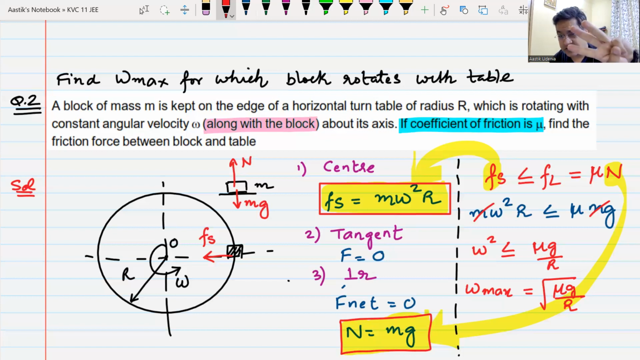We have done 3 questions exactly similar.